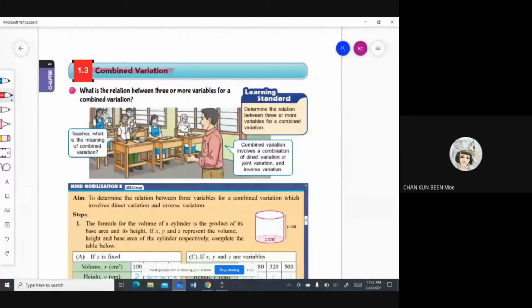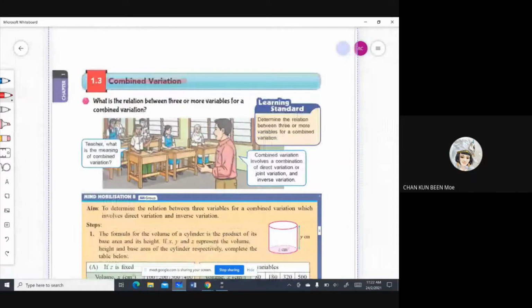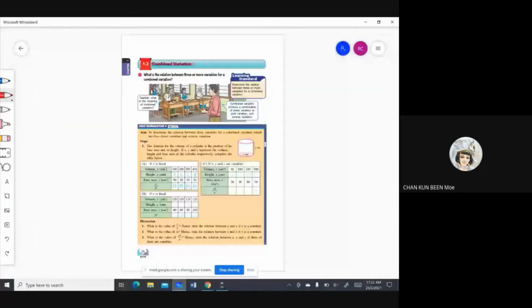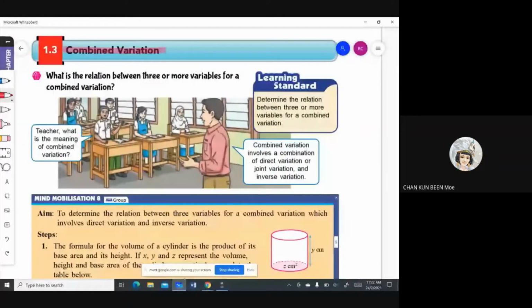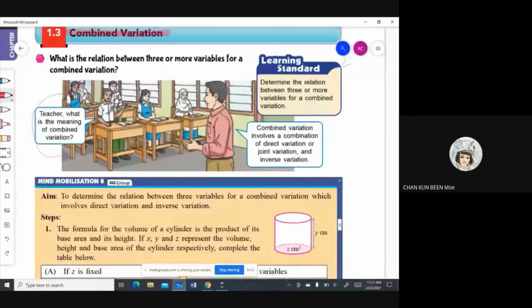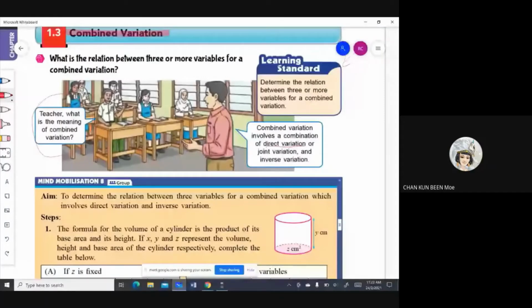You look at the conversation over here, they give you the learning standard. This one is in your book. The learning standard is to determine the relation between 3 or more variables for a combined variation. So student asks, teacher, what is the meaning of combined variation? Simple. Combined variation involves a combination of direct or joint variation and inverse variation, meaning that you are going to join y varies directly as x, y varies inversely as 1 over x, for example. So when you join two of them together, it becomes combined variation.